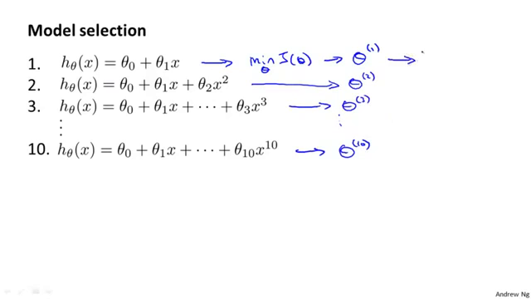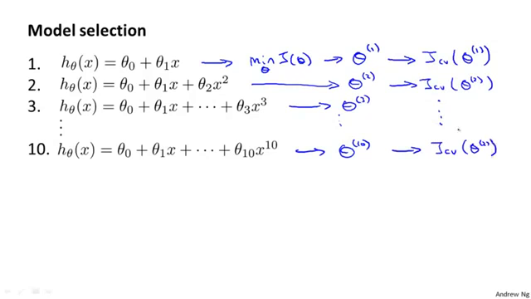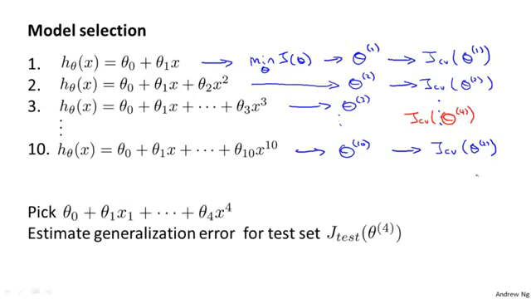And instead of testing these hypotheses on the test set, I'm going to test them on the cross-validation set. I'm going to measure J subscript CV to see how well each of these hypotheses does on my cross-validation set. And then I'm going to pick the hypothesis with the lowest cross-validation error. So for this example, let's say for the sake of argument that it was my fourth order polynomial that had the lowest cross-validation error. In that case, I'm going to pick this fourth order polynomial model.